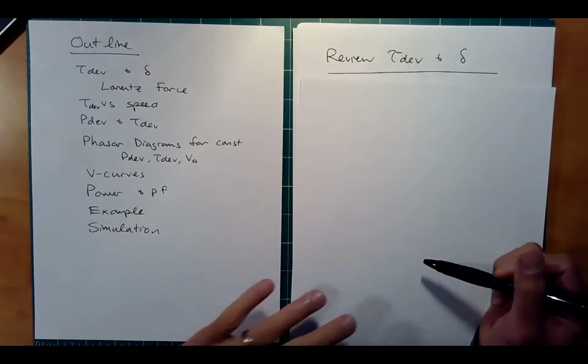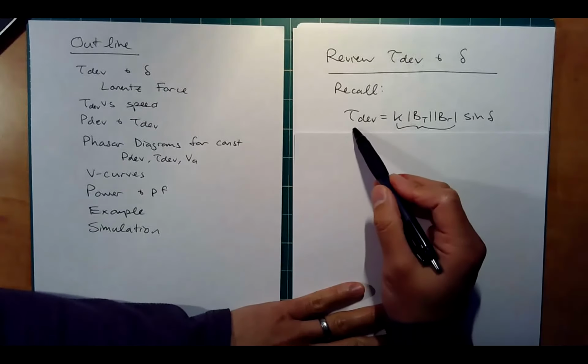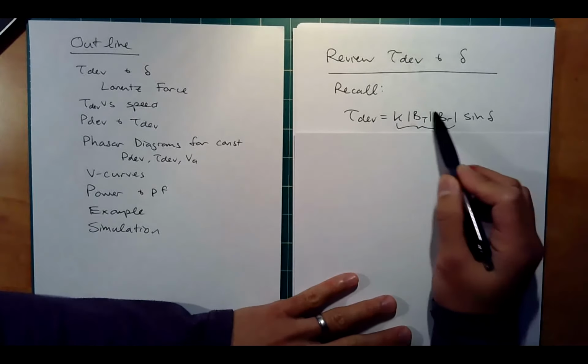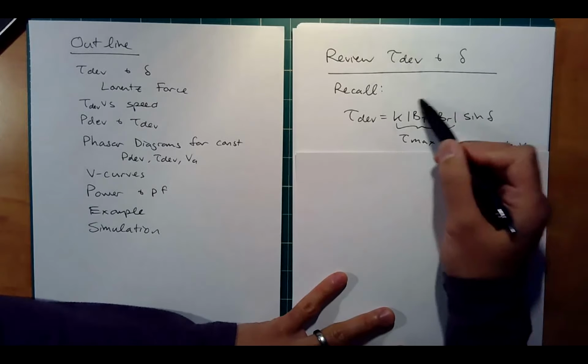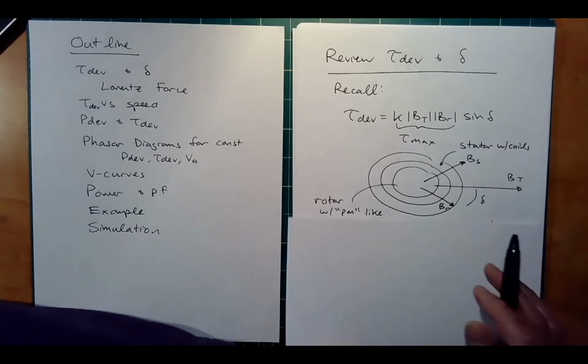Okay, so let's begin. If you recall from our last lecture, we had this equation, torque developed equals K B_T B_R sine delta. Let's review what all these terms meant. You can see here, this is an amplitude, right? Because you have a sine of a delta and amplitude. And we had this picture.